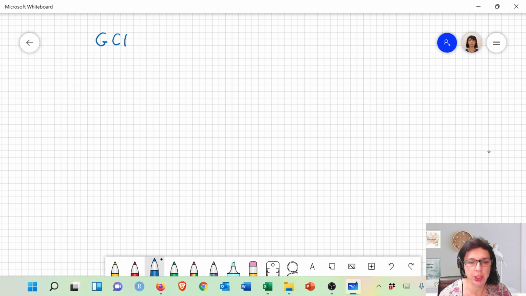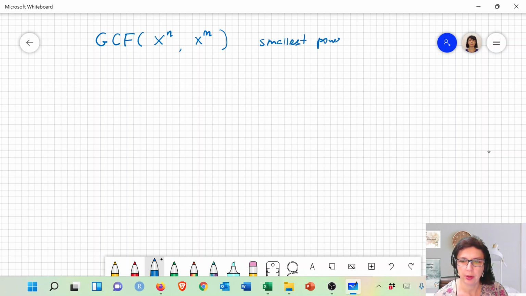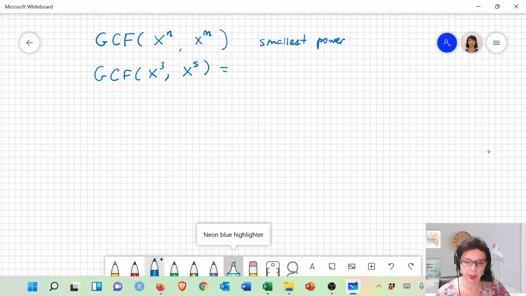Whenever you find the GCF of any two powers of x, so you have something like x to the power n and x to the power m, so you have different powers, right? The GCF of these will always be the smallest power. So if I want to find the GCF of x cubed and x to the 5th, you just pick whichever one is smaller. You look at the powers, 3 and 5, and which one is smaller? 3. So that's the one you take, so that would be x cubed. Just as a reminder for yourself, that would be great to put on your note card.